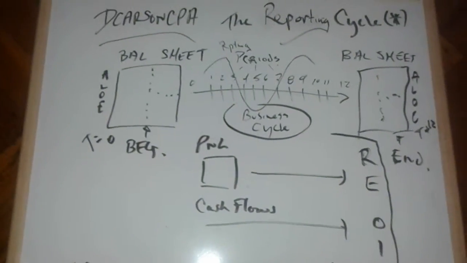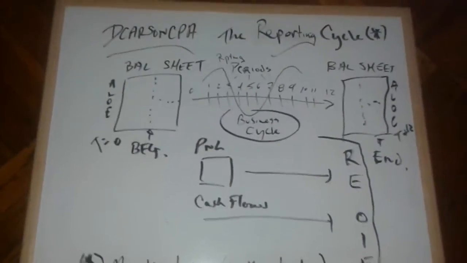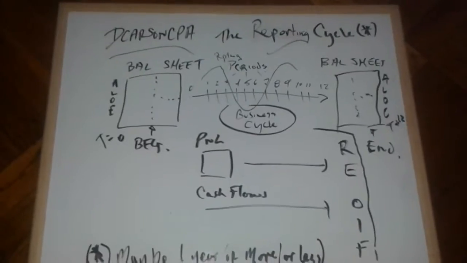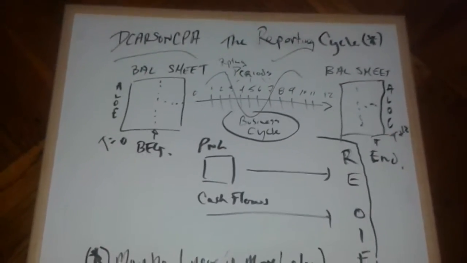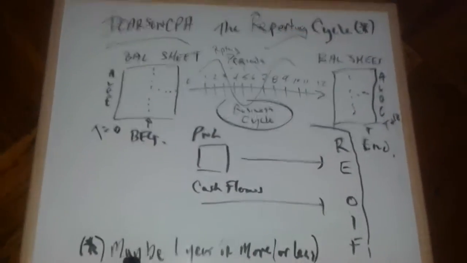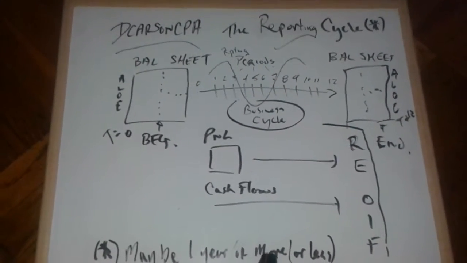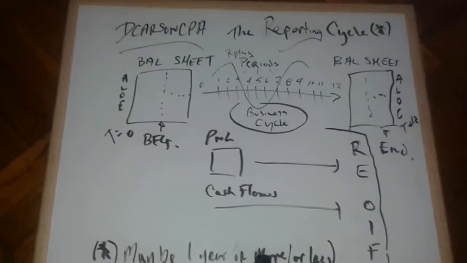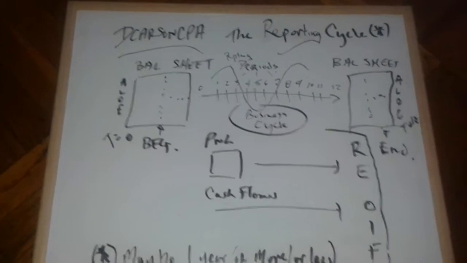This is DCarsonCPA MFC on the reporting cycle. We're basically looking at the reporting cycle, which is the work cycle of accounting at work in your business. We're thinking about the period of 1 year, but it could be more or less because reporting cycles may in fact be a little bit different for different businesses.